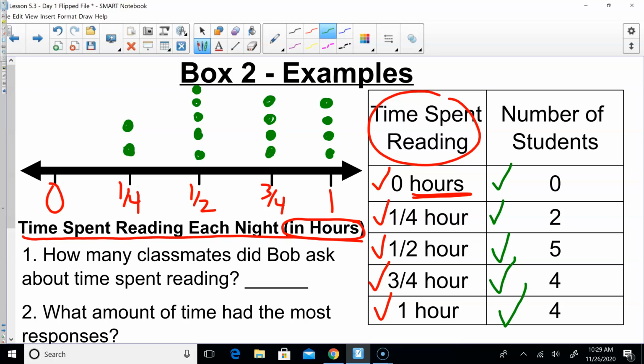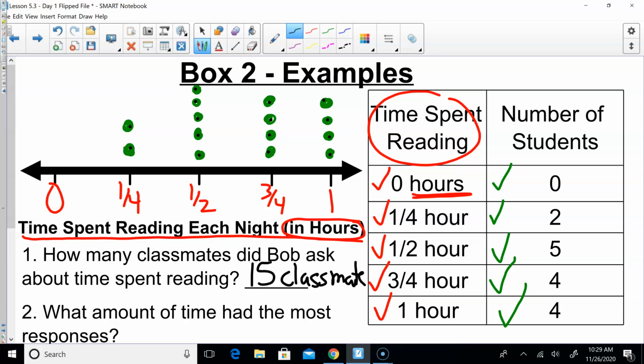So the question now, I have 2 questions I can ask from this line plot that I just made. How many classmates did Bob ask about time spent reading? Well, all I have to do is count all of the dots he's got here. So I got 1, 2, 3, 4, 5, 6, 7, 8, 9, 10, 11, 12, 13, 14, 15. So how many classmates? It would be 15 classmates. Remember, it's a word problem, so we need that label.